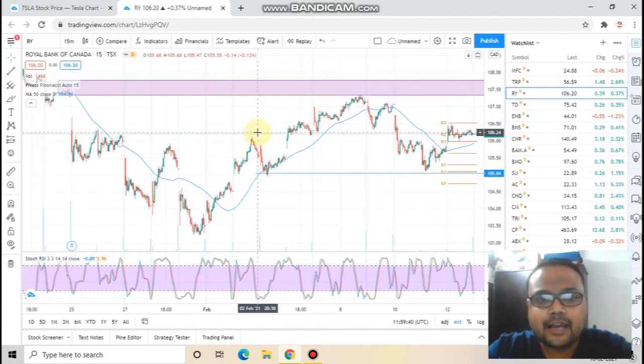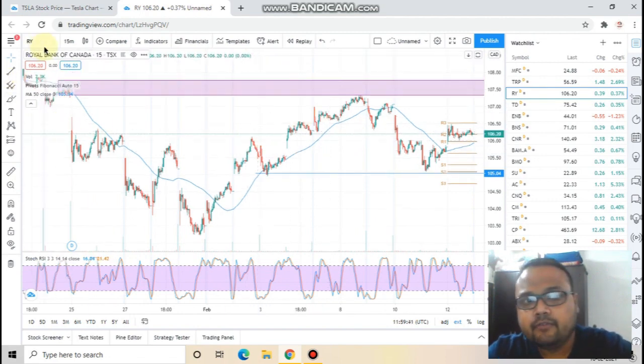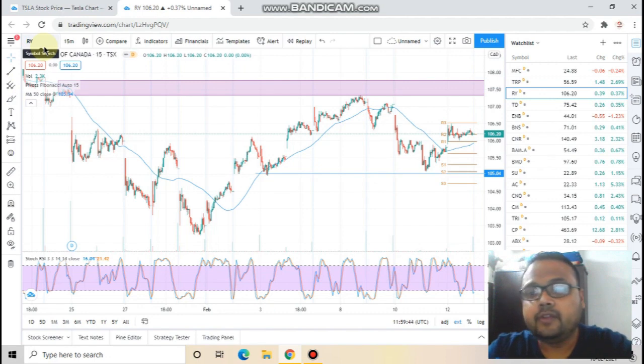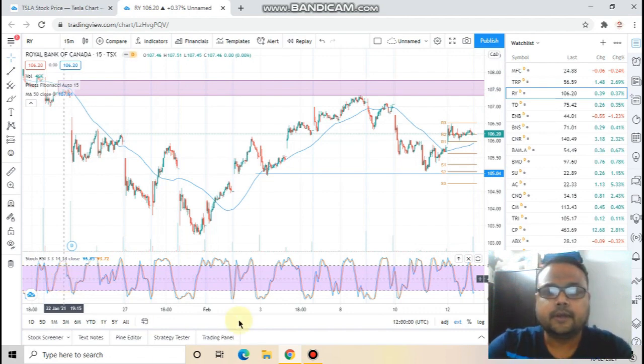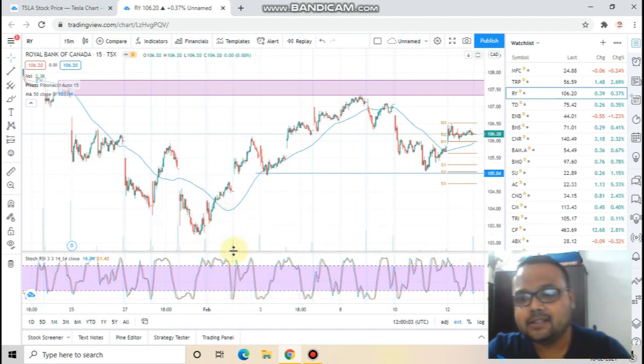As you can see on the screen, I'm using a candlestick chart, 15 minutes time frame. I'm going for 15 minutes time frame because this analysis is for day trading purpose only, not for investment purpose. That's why I'm using a smaller time frame like 15 minutes. I'm just using an indicator, stochastic RSI indicator. I won't be using the indicator for analysis much. They are just like my friends.